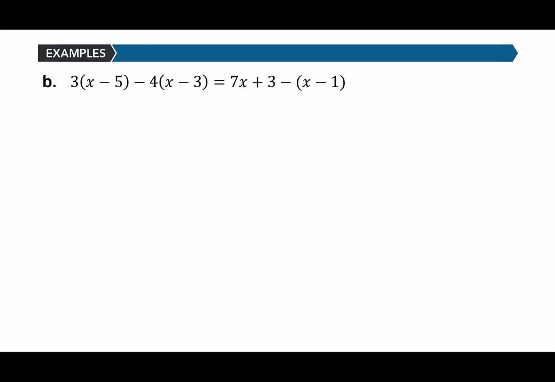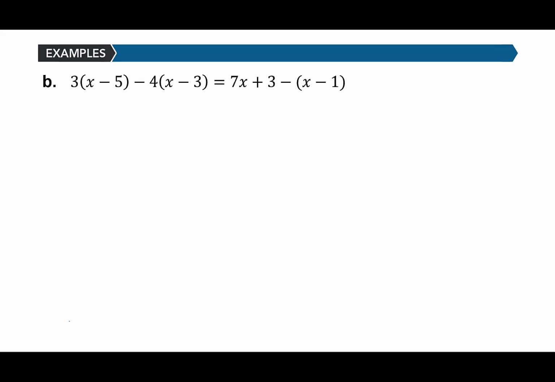In part B, I have the equation 3 times the quantity x minus 5 minus 4 times the quantity x minus 3 equals 7x plus 3 minus the quantity x minus 1. If you want to pause the video and work this through to check your understanding, that would be great, and then resume it when you're done.